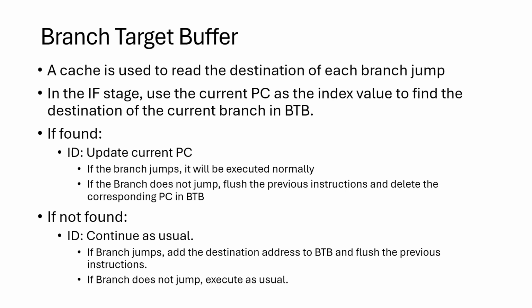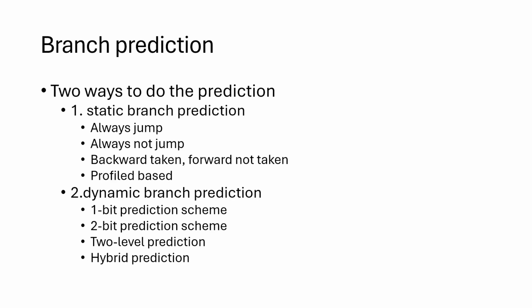What if it is not found in the BTB? Then it will continue as usual. Then if the branch jumps, it will add the destination address to the BTB and flush all the previous instructions. But if the branch does not jump, it will execute as usual. And then there are 2 ways to do the prediction. The first one is static branch prediction. Another is dynamic branch prediction. I will introduce all the different methods sequentially.